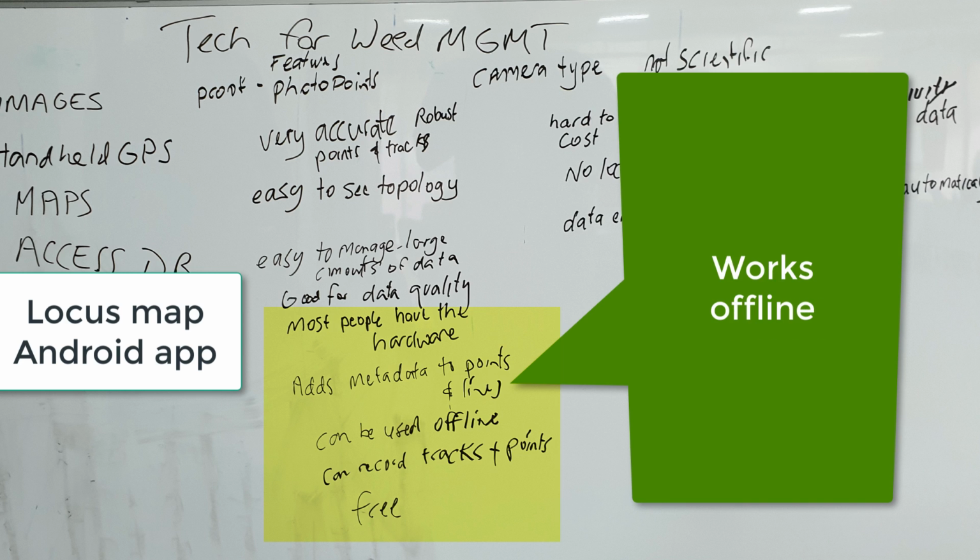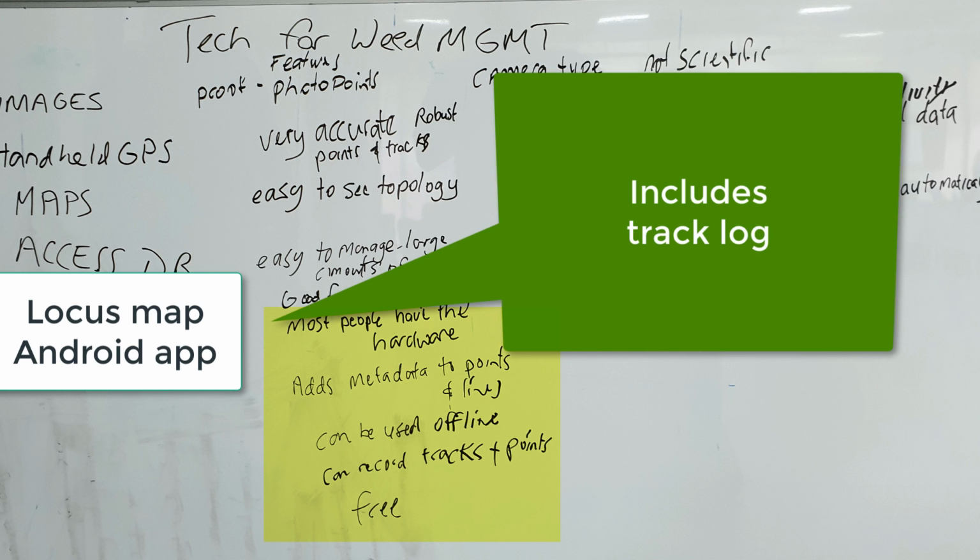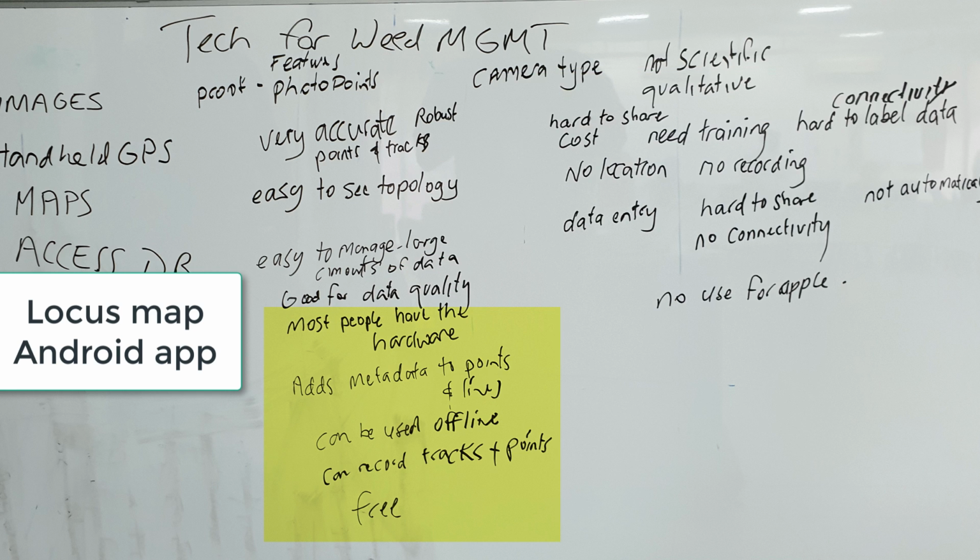Can you use that offline? Can be used offline, yep. One of the advantages of Locus app compared to a lot of other apps is that you can use it to record points but also track log within the same app. Not all of them can do that. I mean, that sounds pretty good, right? As long as you've got an Android phone, and that's pretty much the ball game, isn't it? It's pretty much spot on.